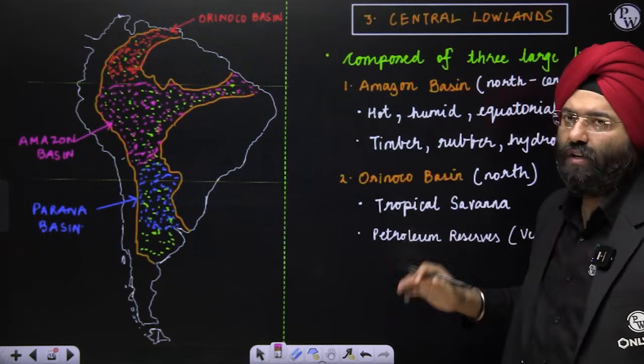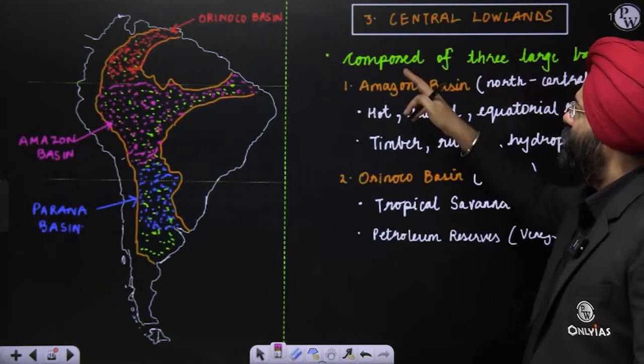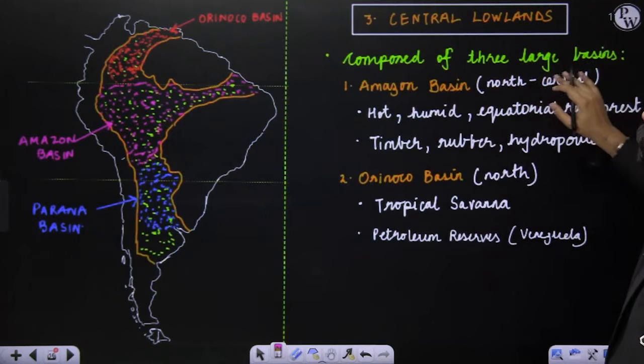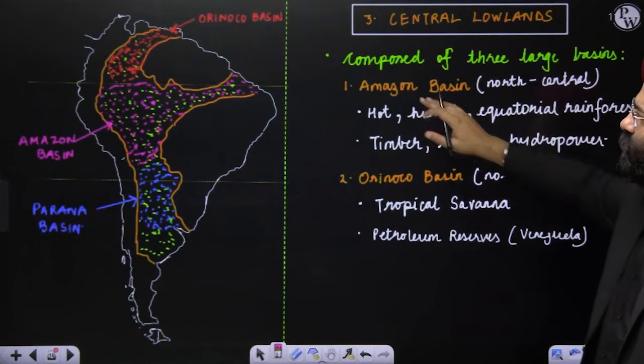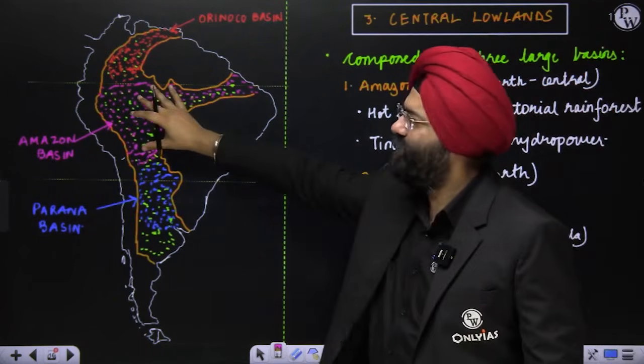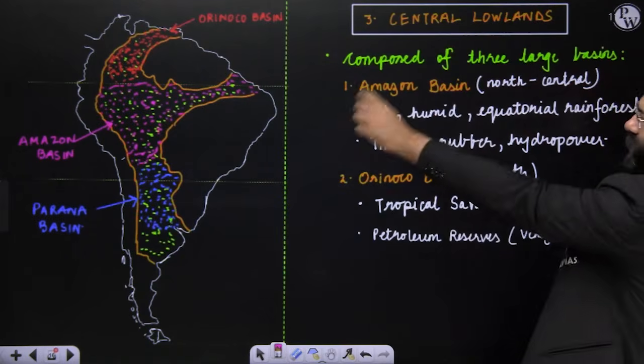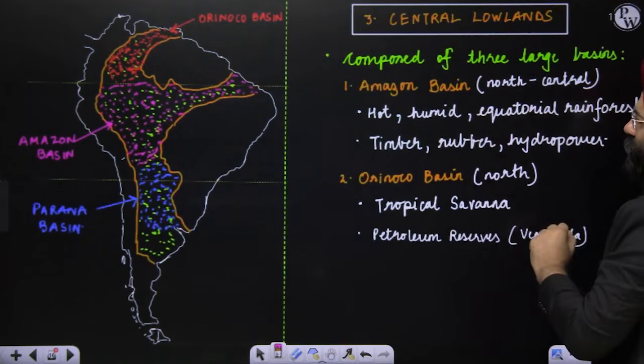The central lowlands. Let us study one by one. This central lowland is composed of larger basins. These are three parts. One is the Amazon Basin. Now, this is the Amazon Basin. Now, the Amazon Basin is again a hot, humid equatorial rainforest.